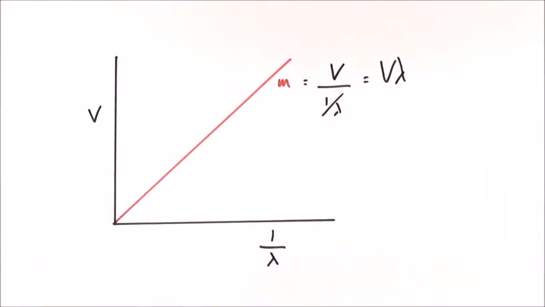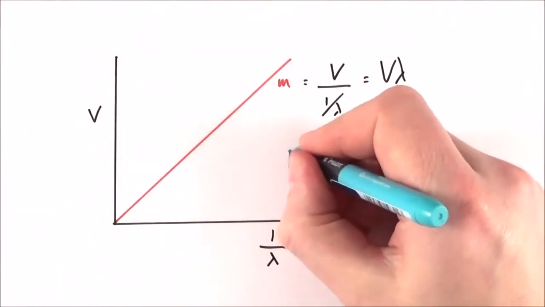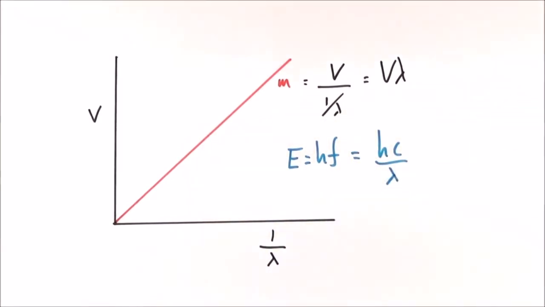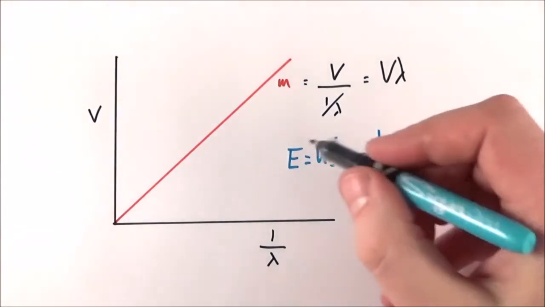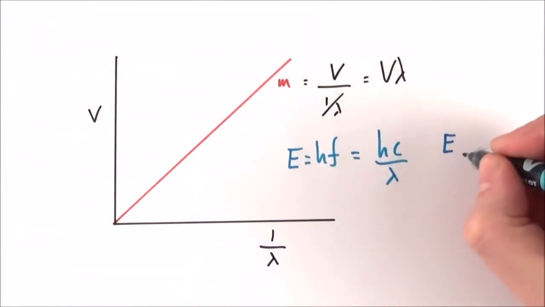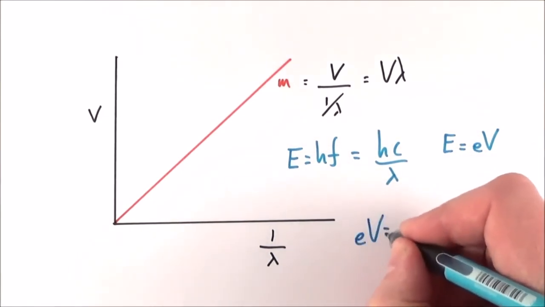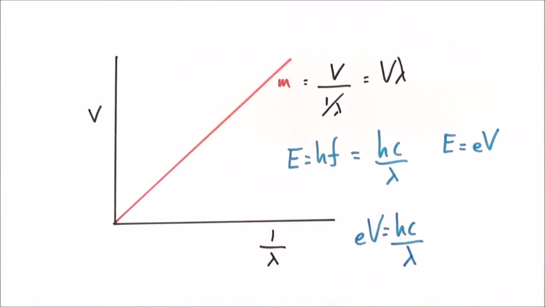Well, what we know is that E is equal to hf, which is equal to hc over lambda. We can therefore say as well that the energy is equal to eV, this time e being the charge on the electron and V being the potential difference. So we can work out the energy of those photons. So eV is equal to hc over lambda, or we can say that V lambda, by just rearranging this, is equal to hc over e.